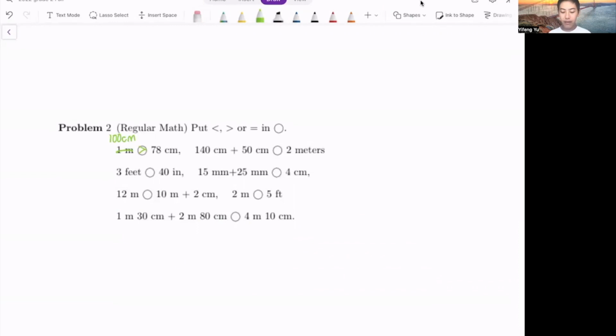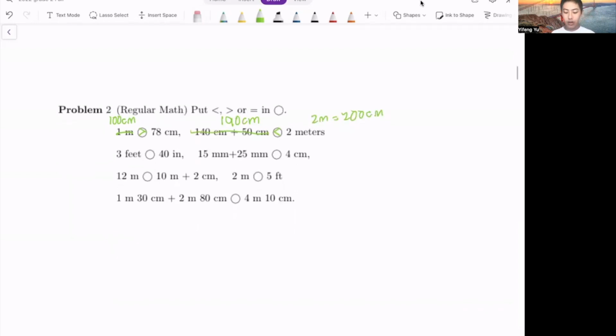And next we have 140 centimeters plus 50 centimeters is equivalent to 190 centimeters. And since we know that 2 meters is equivalent to 200 centimeters, we know that 200 centimeters is greater than 190, or 190 is less than 200 centimeters.